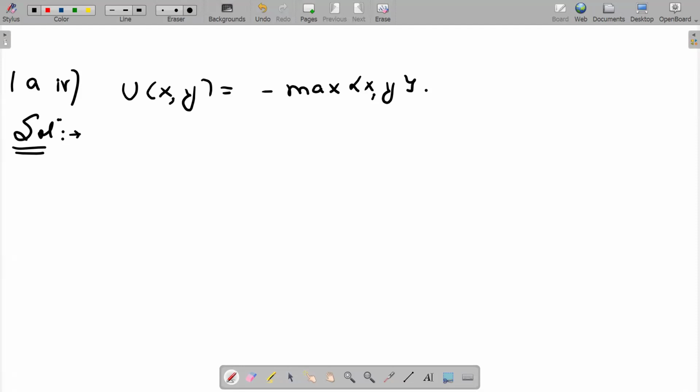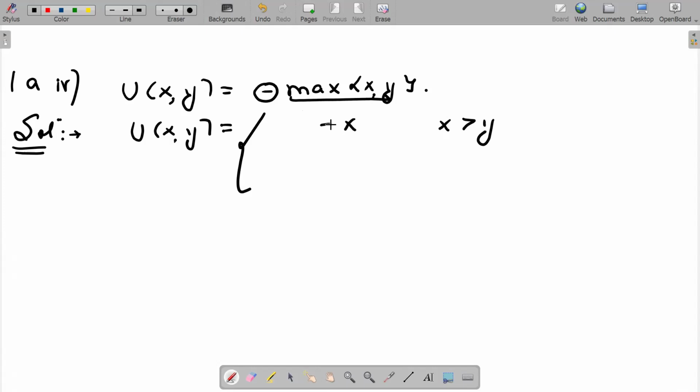Okay, so I can write that U of xy is going to be, so if x is more than y, max of xy will be x, but we have a minus here. So minus x. If x is less than y, max of xy will be y, but we have a minus outside. And if x is equal to y, then it's going to be either minus x or minus y.